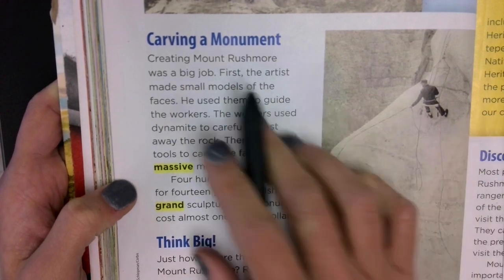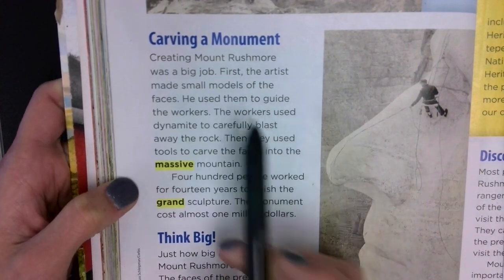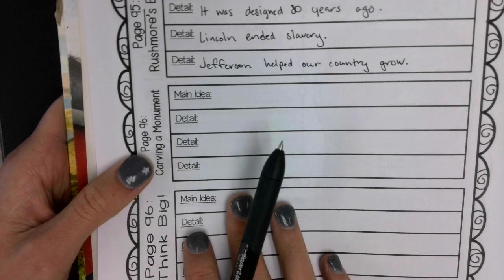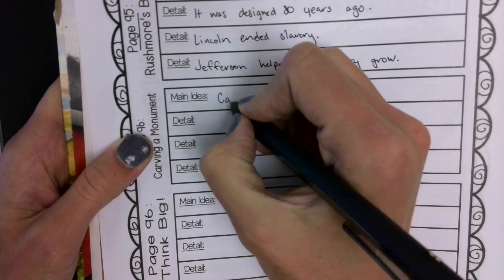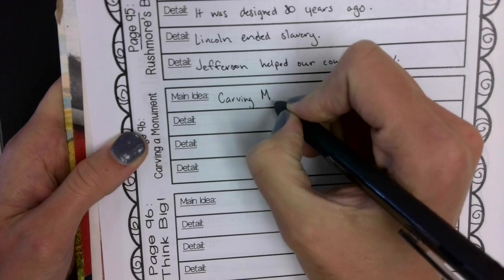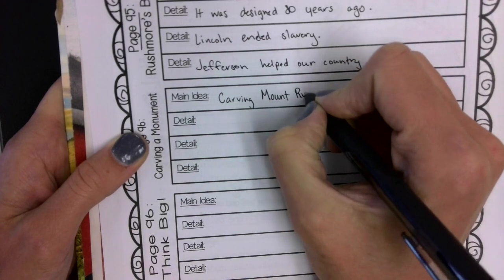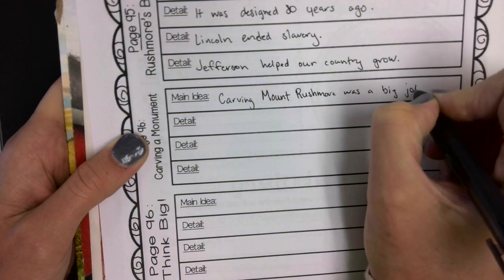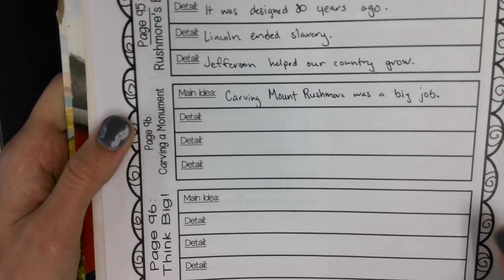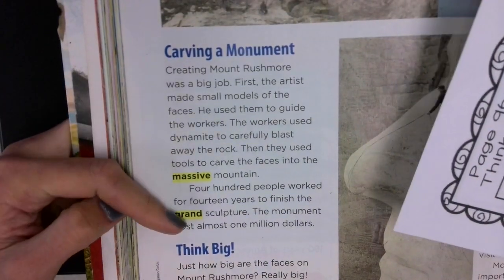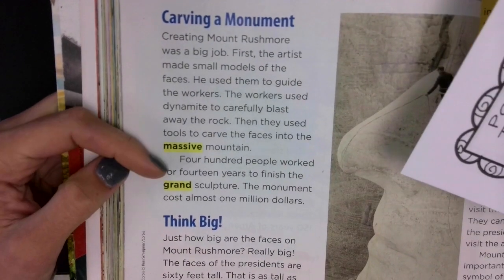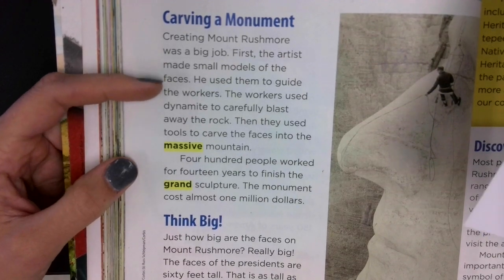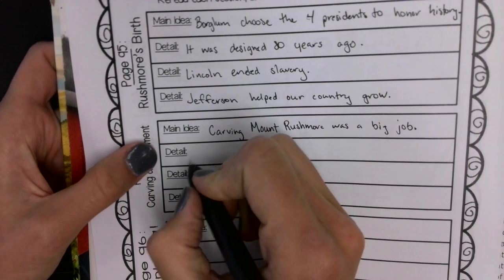Well, a lot of times, our main idea is going to come first in our paragraph. So we have it right here. Creating Mount Rushmore was a big job. So I'm actually even going to change that to carving. So our main idea was carving Mount Rushmore was a big job. Now, feel free to use any details from this paragraph that support that. So, like for my first detail, I might say, first the artist made small models, right? I can take it right out of that paragraph.